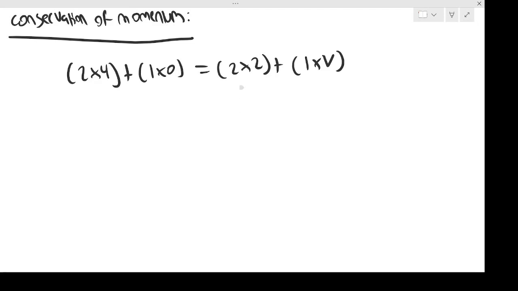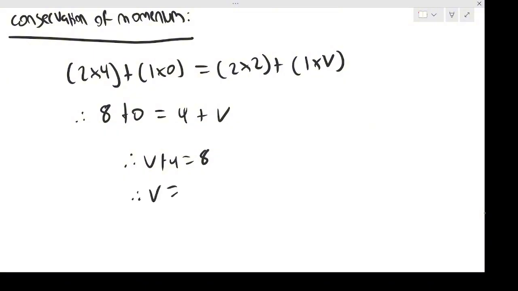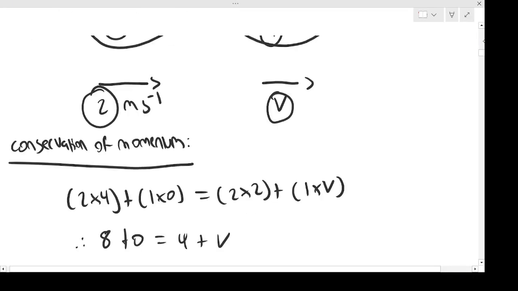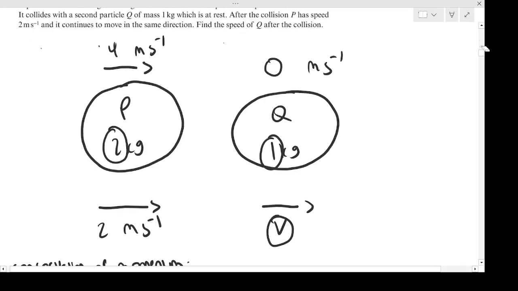And now I just need to solve this equation for V. So if I simplify the brackets, I get 2 times 4 is 8. 1 times 0 is 0. So then 2 times 2 is 4. 1 times V is V. So therefore, V add 4 is 8. Then I could just subtract 4 to get V is 4. And there we are. Just like that. Okay, so that's my missing speed for Q.